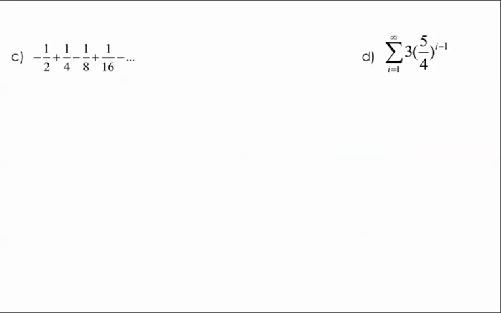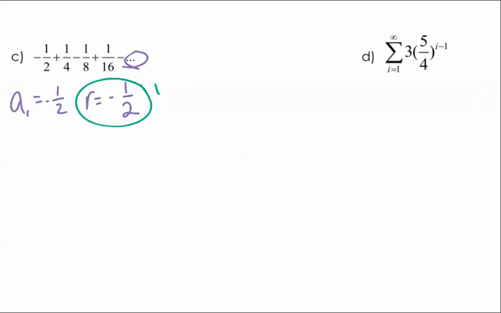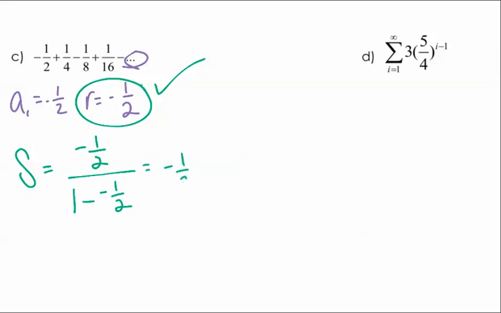So a couple more here. We can go ahead and look at this. It's definitely infinite because of the dot dot dot. A1 is going to be negative 1/2, and then r is going to be 1/4 divided by negative 1/2, which is also negative 1/2. So we plug this in. First, check your ratio. Notice that our ratio does check out. The absolute value of negative 1/2 is less than 1, so it's good to go. Plug it in our formula. S equals a1, negative 1/2, over 1 minus r, which is also negative 1/2. So if you type that in your calculator, you're going to get negative 1/3.